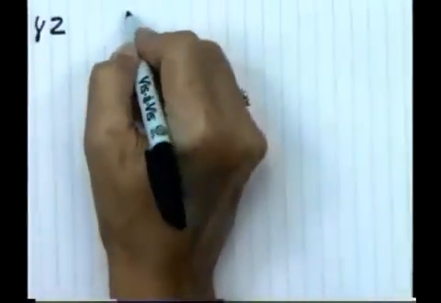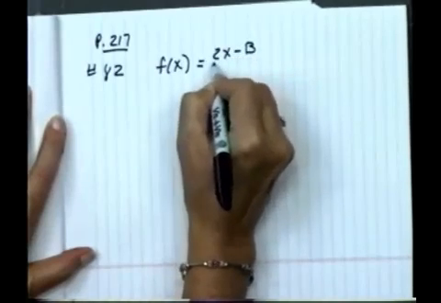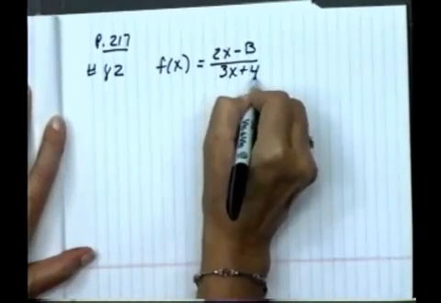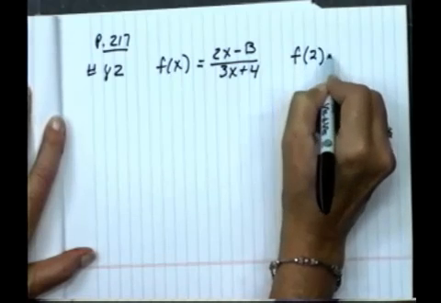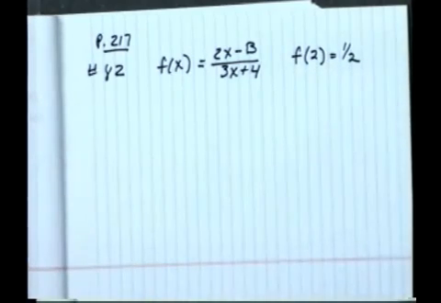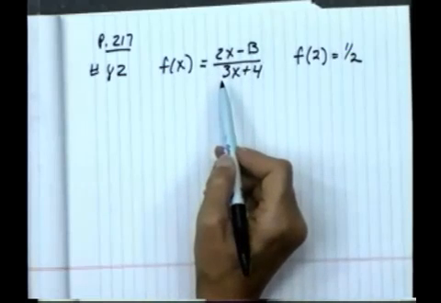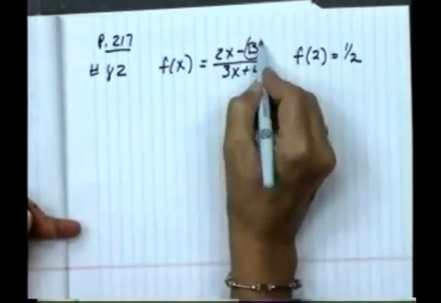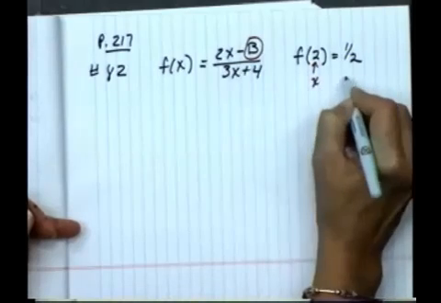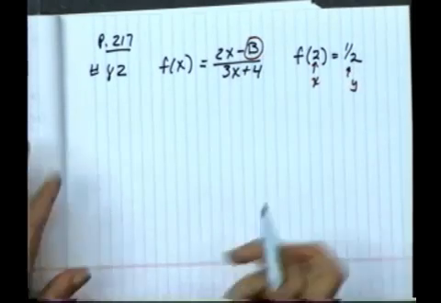Okay, so let's do this one together. Number 82, we're told that f of x is equal to 2x minus b over 3x plus 4. And we're told that the value of the function at 2 is equal to 1/2. It means that the point 2, 1/2 would be on the curve of this function. All right, but our instructions are to solve for b. And we know the x value is 2 and the y value is 1/2. Y is a function of x. So let's just plug those in.